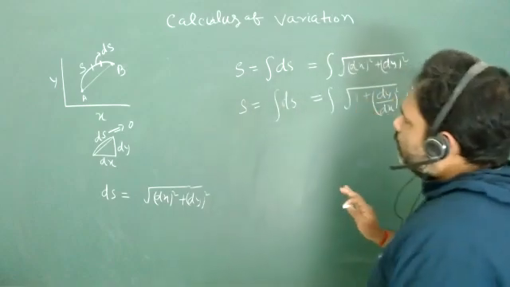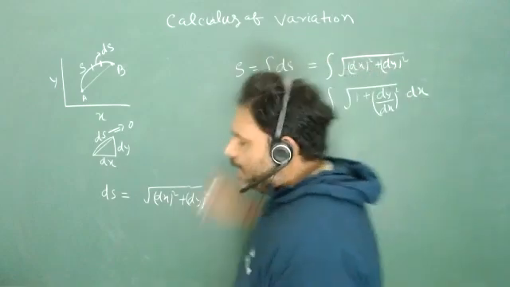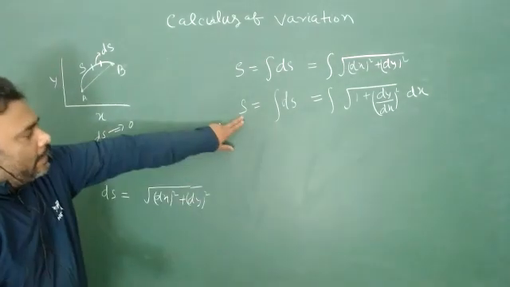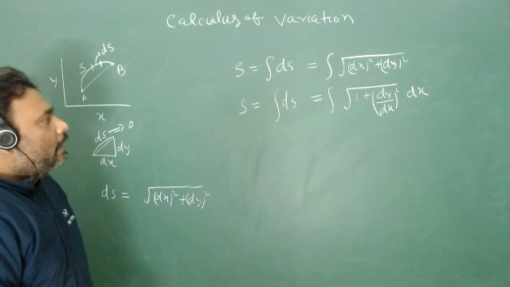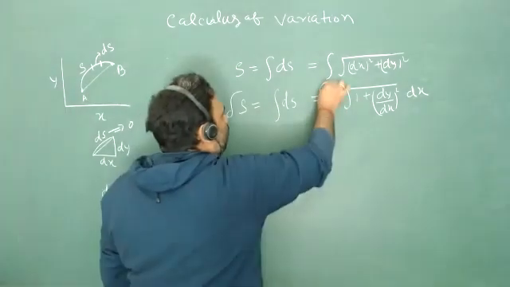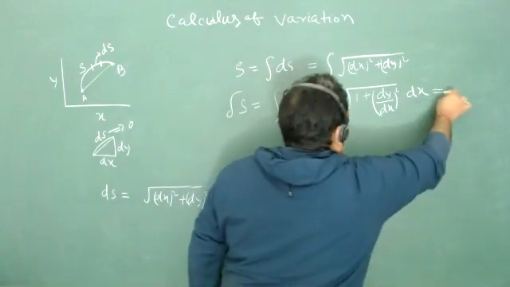And what do we want? We want this s to be extremum. I just want that this s must be extremum. That means the first derivative of this particular integral must be equal to 0.